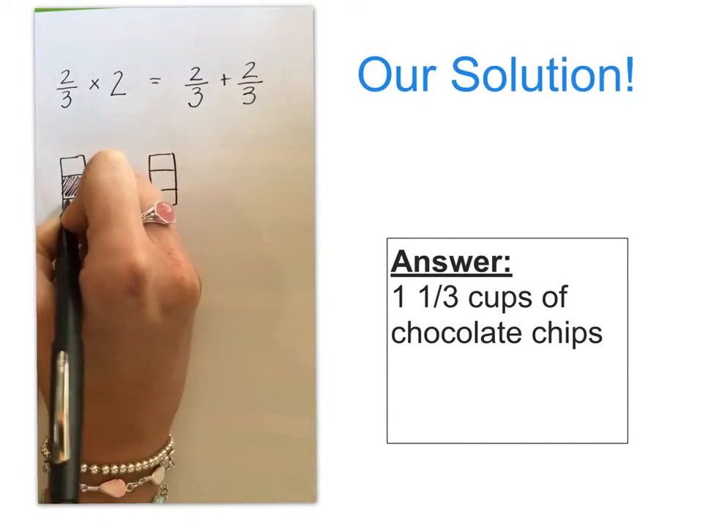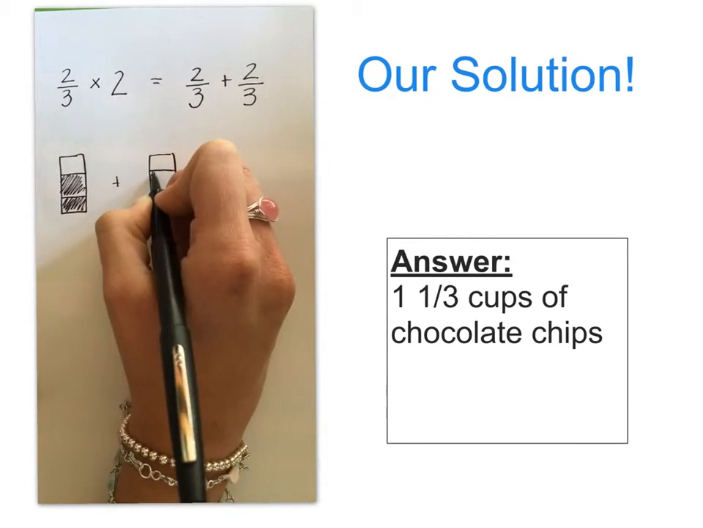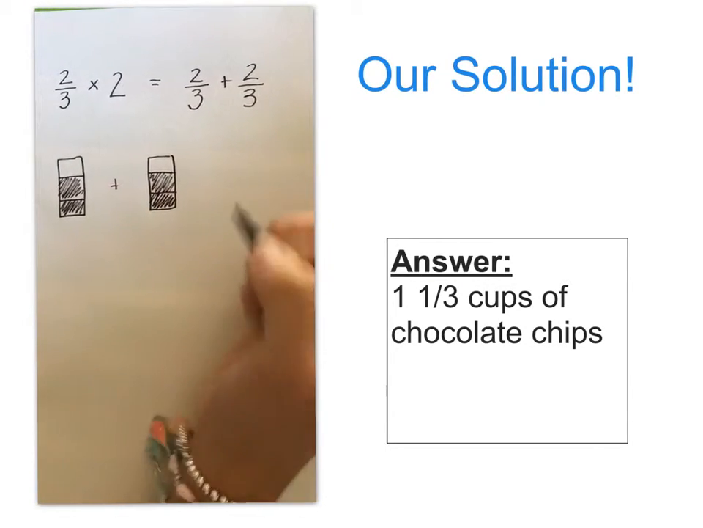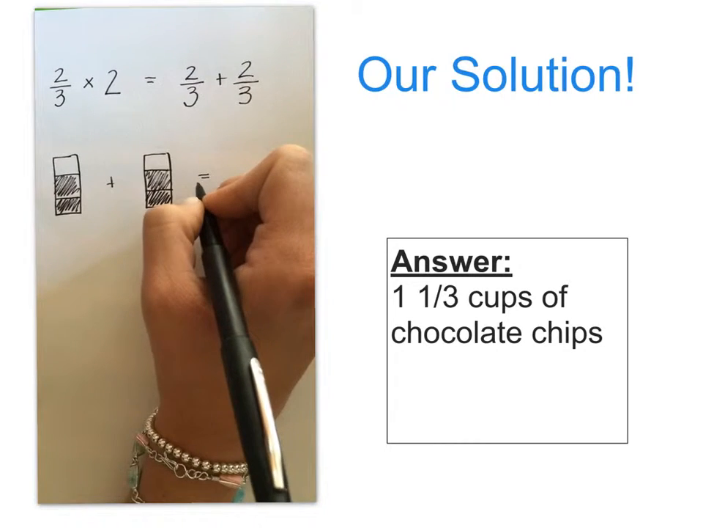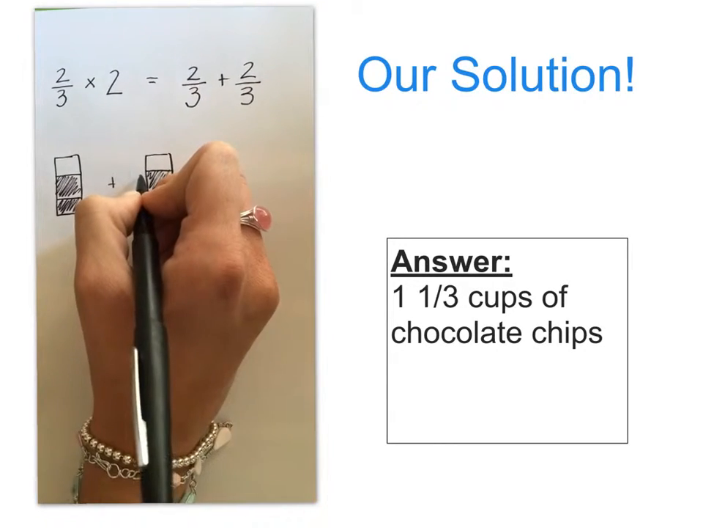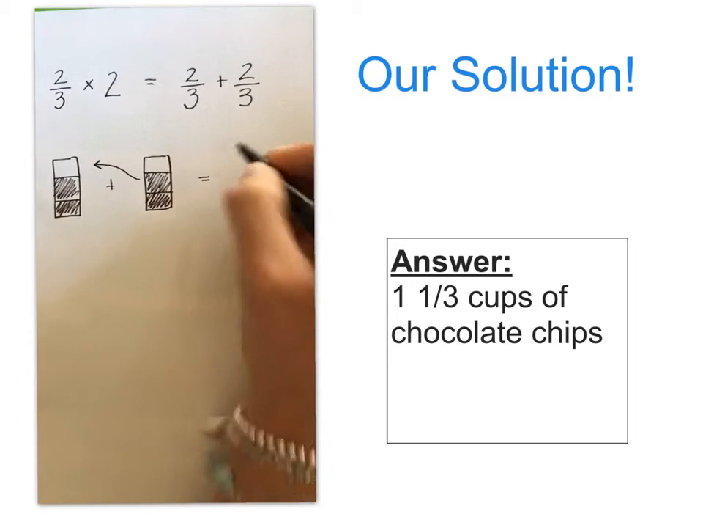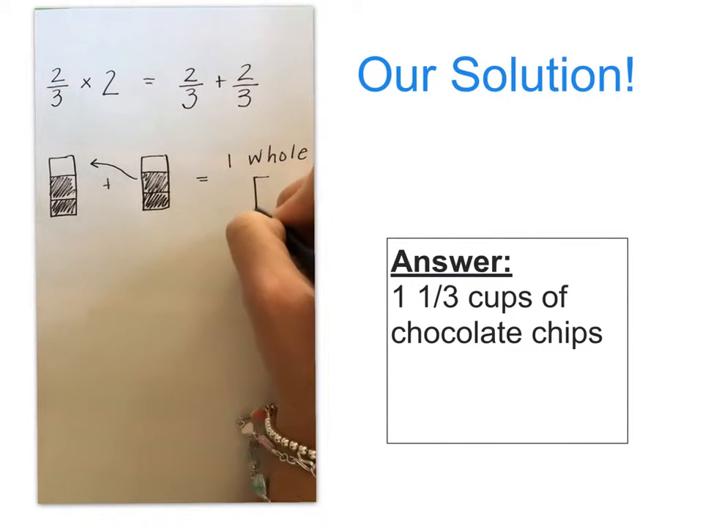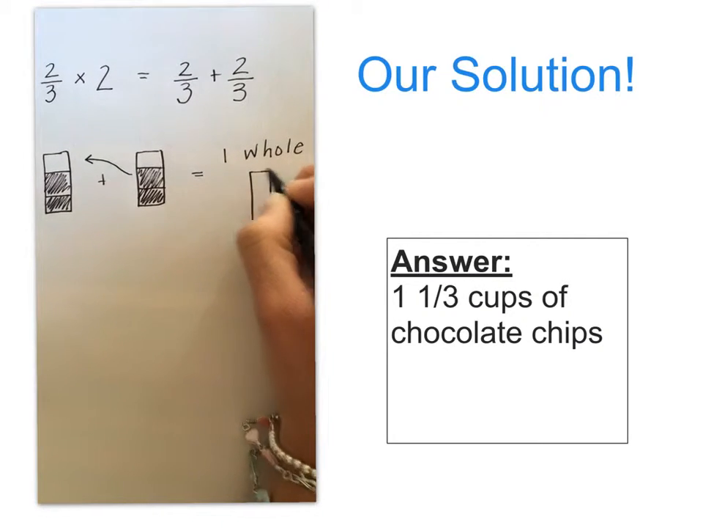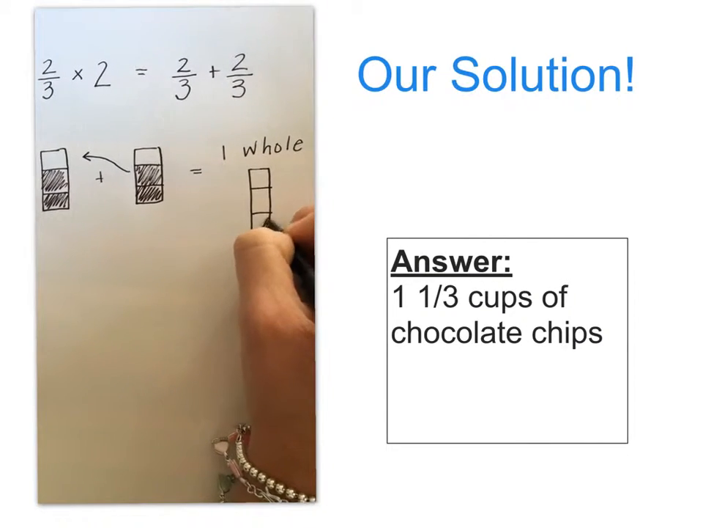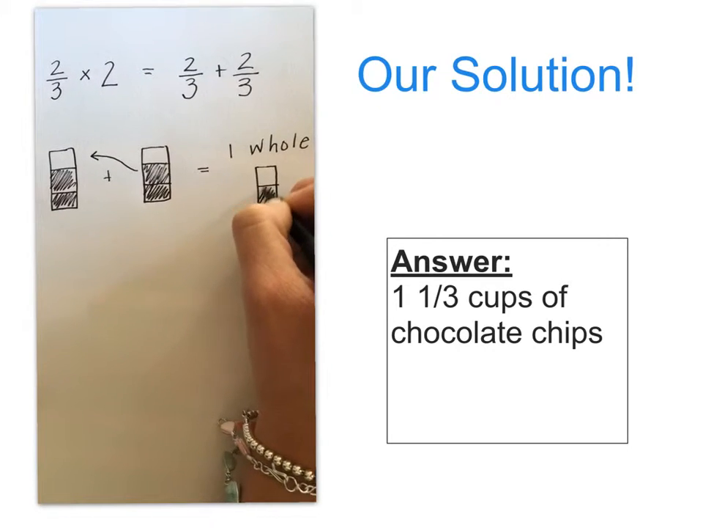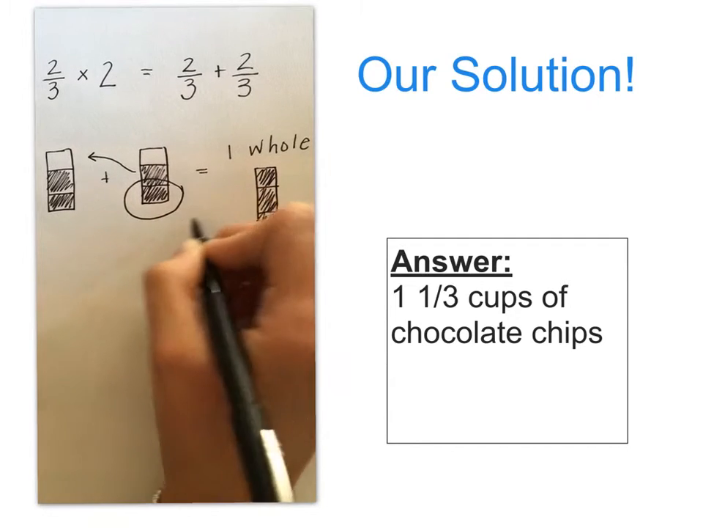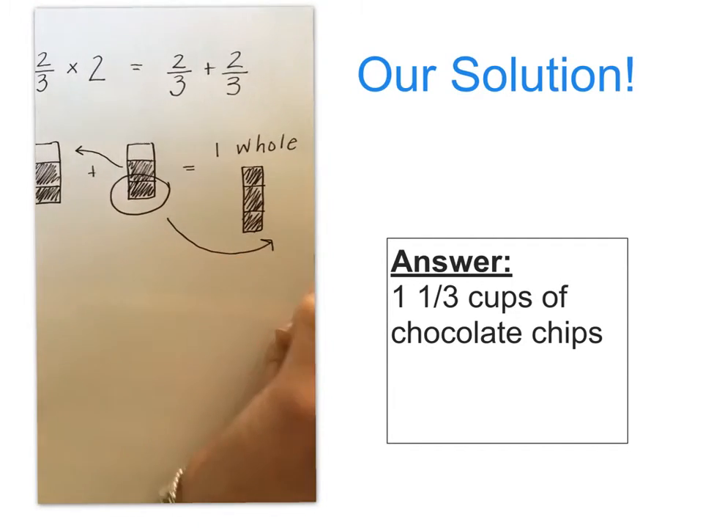Once I have finished shading each rectangle, I am going to combine the shaded pieces. I have now shaded a total of 4 pieces, each the size of 1/3. I know that I can move one of the shaded pieces from the second rectangle to the first rectangle to create one whole. I will draw an arrow showing the piece moving. I will then redraw the rectangle showing my one whole shaded. I now have one shaded piece left over in the second rectangle. I will draw an arrow moving it to my final drawing.